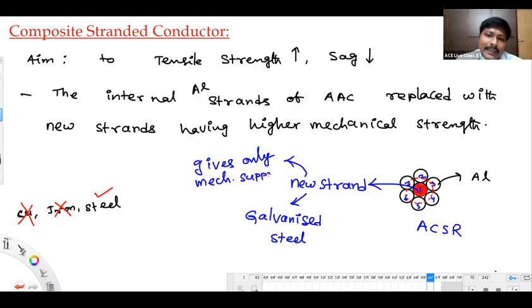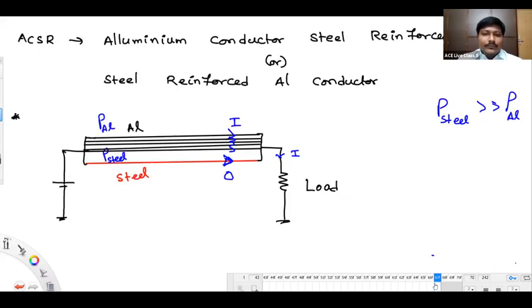And it may not carry any current. Total current is getting concentrated in the aluminum wires only. So I think you are clear about this point. So next point we are going to discuss about this. Next one. Let's move.